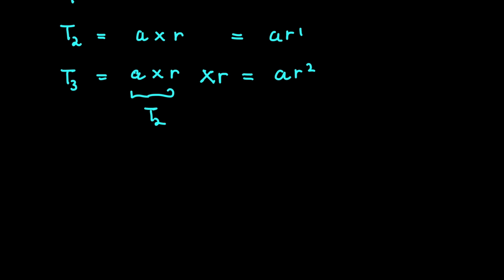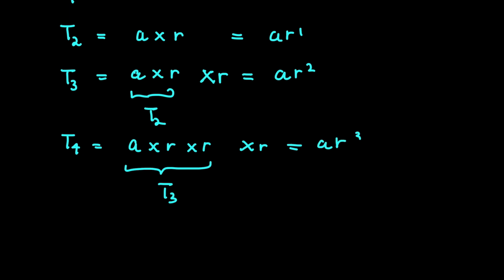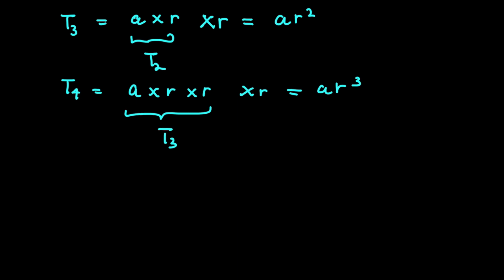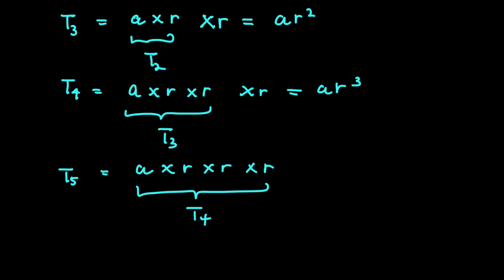And then let's go to the fourth term. The fourth term is going to be A times R times R. So this here is the third term. You're going to multiply the third term by R, and then your answer is going to be AR to the third. Let's do also the fifth term. The fifth term is going to be A times R times R times R. This is the fourth term. In order for you to get the fifth, you're going to multiply the fourth term by a constant value R. Then you're going to have AR to the fourth.